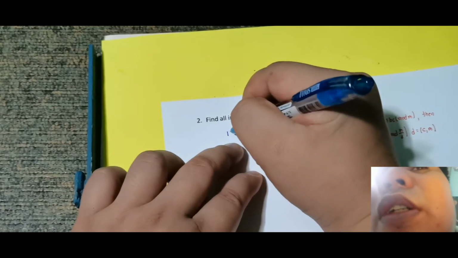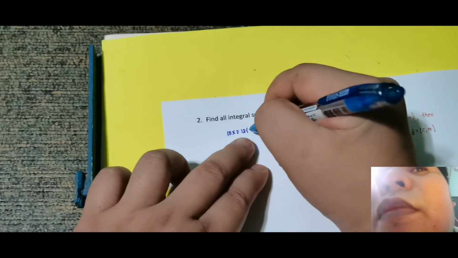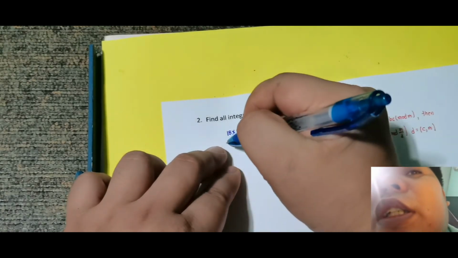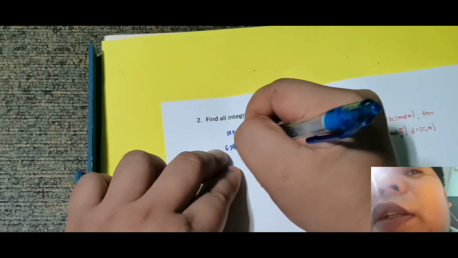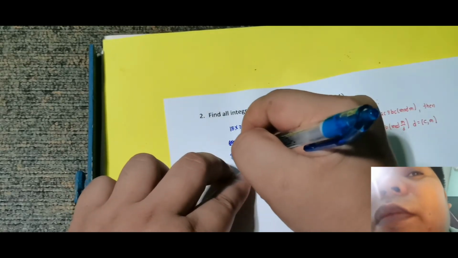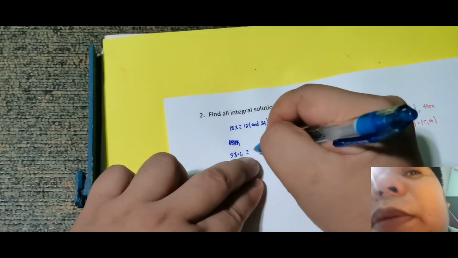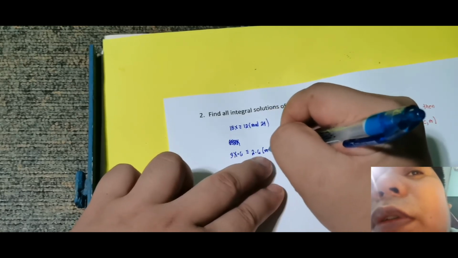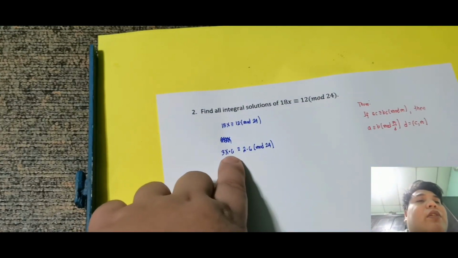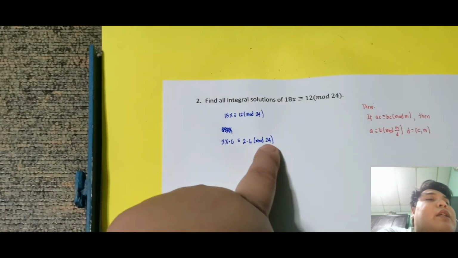So, proceed tayo dito. Para lang makita nyo yung application nito. This is 18x congruence to 12 mod 24. So, ang gagawin ko siyang 6 times 3x congruent to 6 times 2. Or, baliktad ko. That is 3x times 6 congruence to 2 times 6, then mod 24. Okay, so obviously, ito yung C. Yung C natin dito is 6. Okay, kasi yun siya yung parang common multiplier nila. Then, ito yung D.